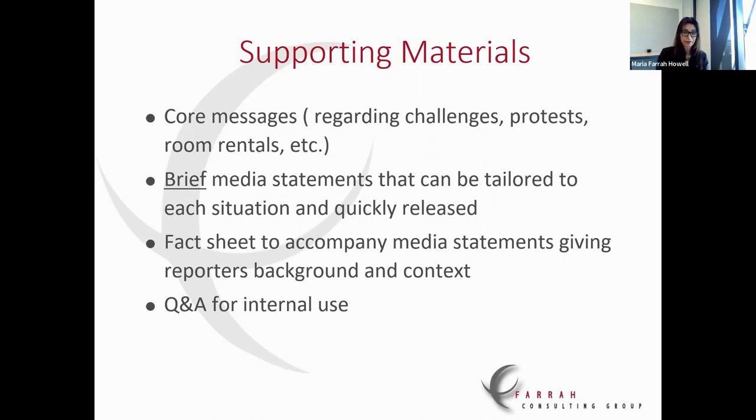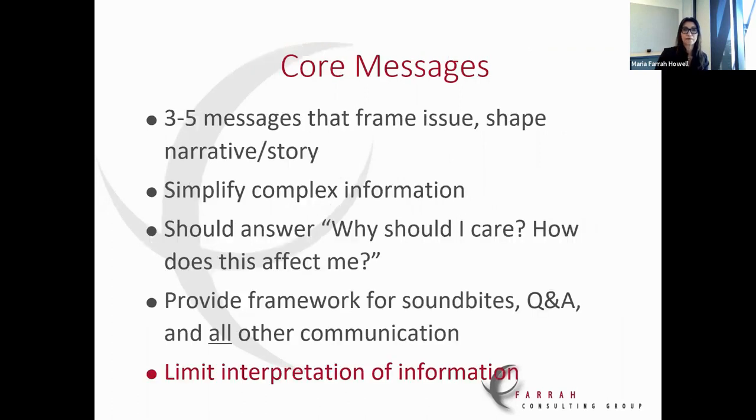And then a Q&A for internal use. I'll tell you what I like about that, and we're going to do an exercise in a little bit: what are those scary, challenging questions, the questions that I really don't want to answer? And then how are we going to answer those using a core message? So let's talk a little bit about core messages.